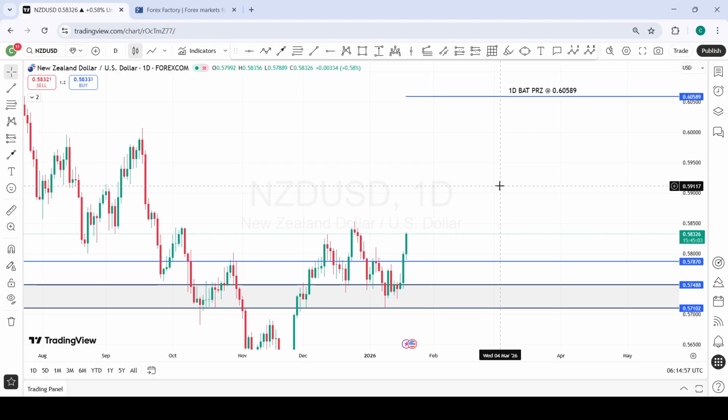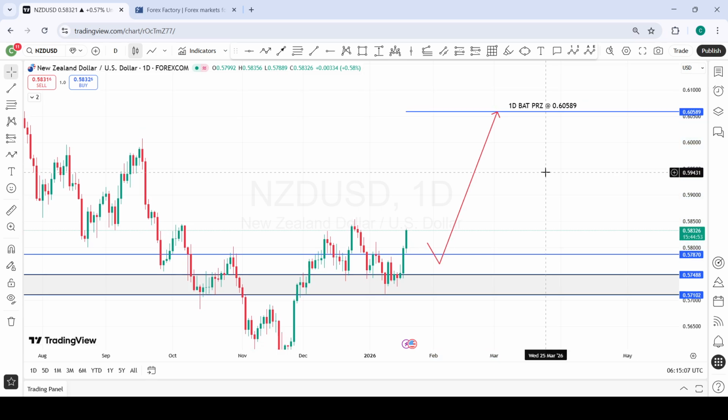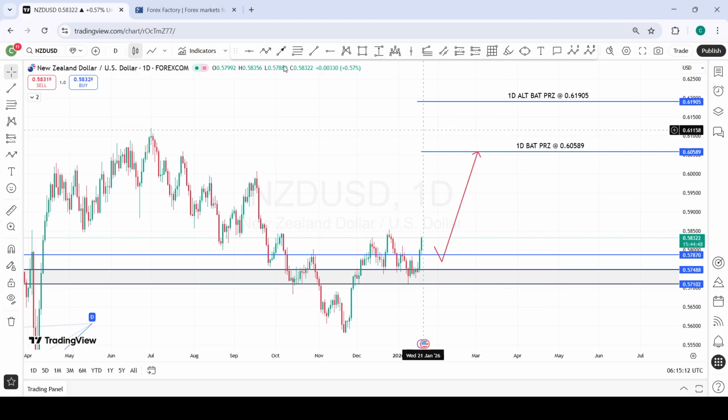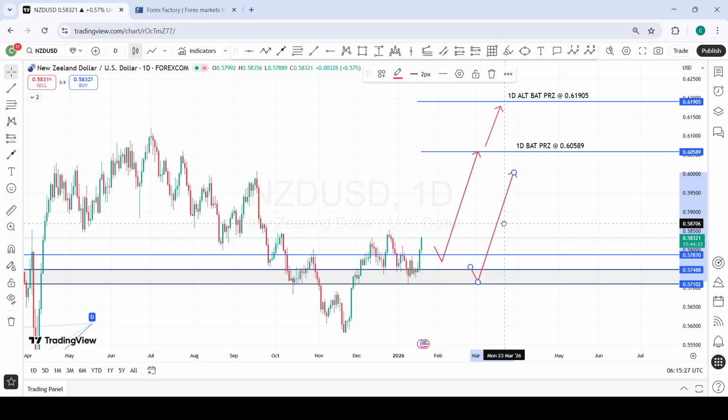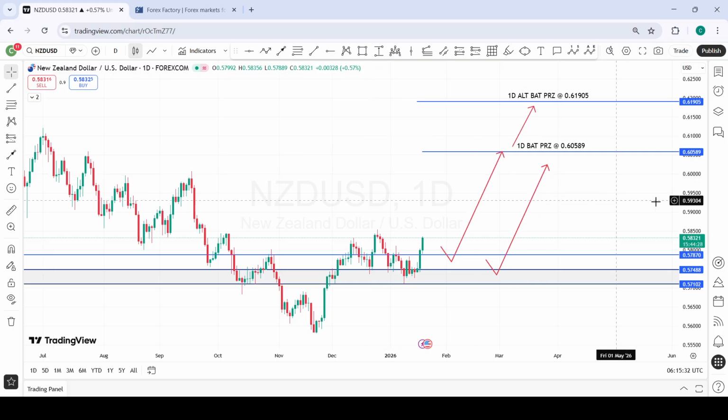Should price pull back into this zone, we'll look for buying opportunities and take it upside to the very first potential reversal zone, which is the bat pattern, or should price give us a very strong momentum after hitting this potential reversal zone for it to target the second target above, which is the alt bat pattern potential reversal zone. Or should price also pull back a bit deeper into the zone below, we're still going to look for buying opportunities to the upside. So we are extremely bullish on NZDUSD for this week.